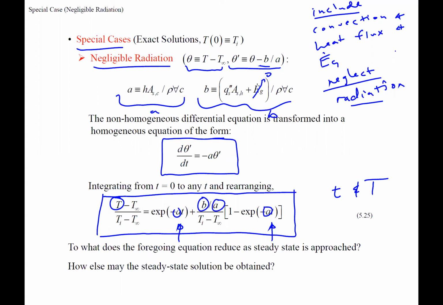All right, if we look at this equation that we see above right here, what does this reduce to when steady state is approached? Looking at this equation, are there any cancellations that we can make when we're going to steady state? What happens with time when we go to steady state?